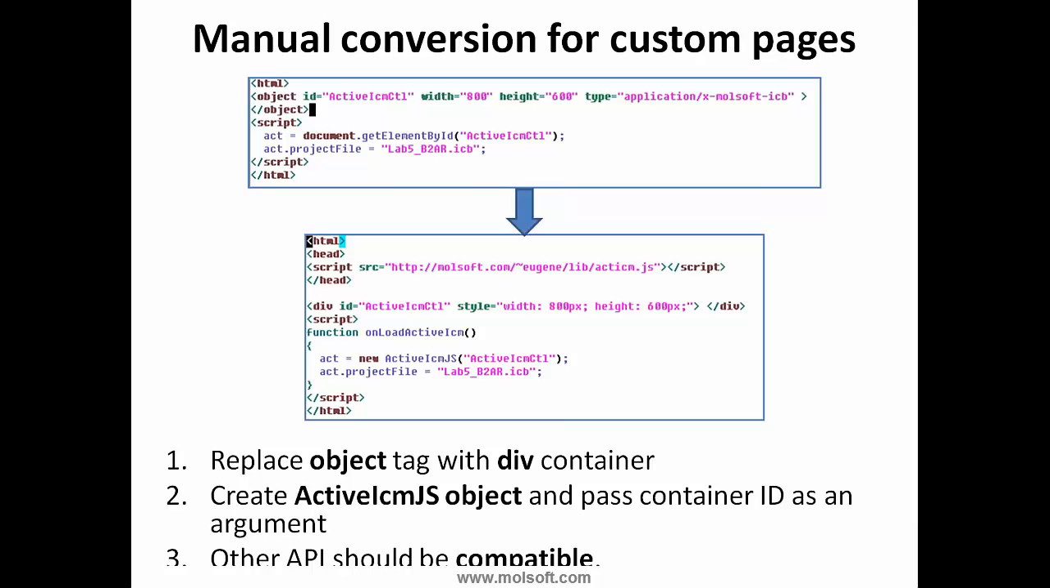For manually created pages, you can perform some simple operations like shown on that slide. So, for example, you can replace this object tag with the code below. Basically, all you need is to replace a few HTML lines, and the API is the same. So your page will work as before. All these run commands and all methods of the ActiveIcmJS objects are compatible with the old ActiveICM pages, ActiveICM objects.